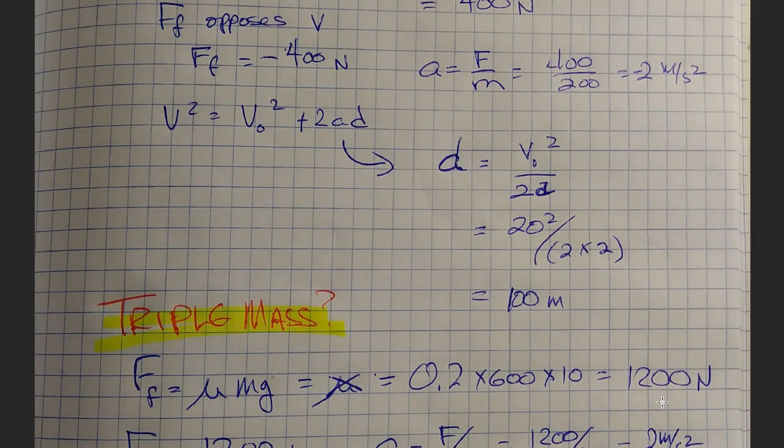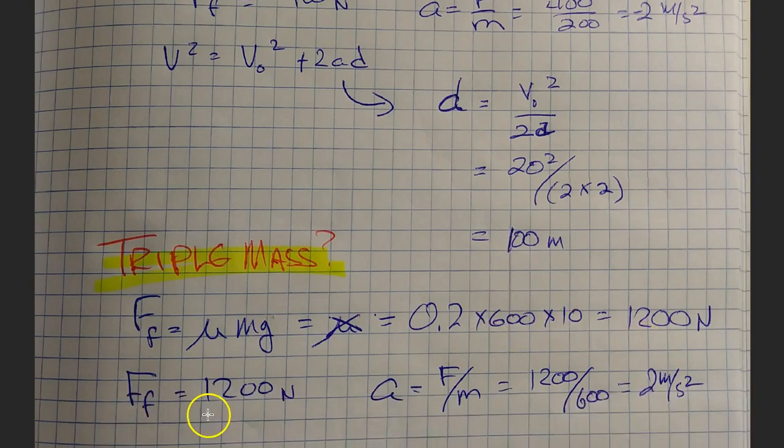Seems like it would stop a lot more quickly, doesn't it? But if you run that on out to see what the acceleration is, it's still exactly the same. If you start with 1200 newtons, divide by 600, which is the new mass, you still get an acceleration of 2 meters per second squared. The distance will be exactly the same even though we tripled the mass of the car.